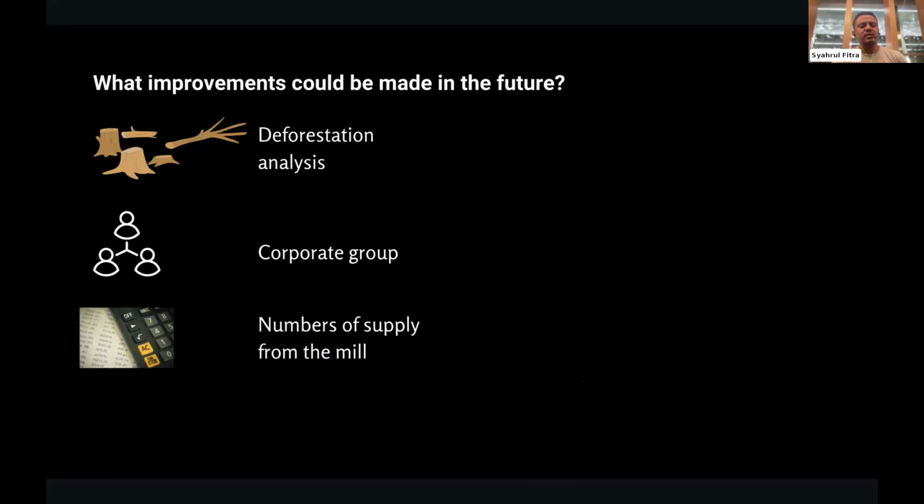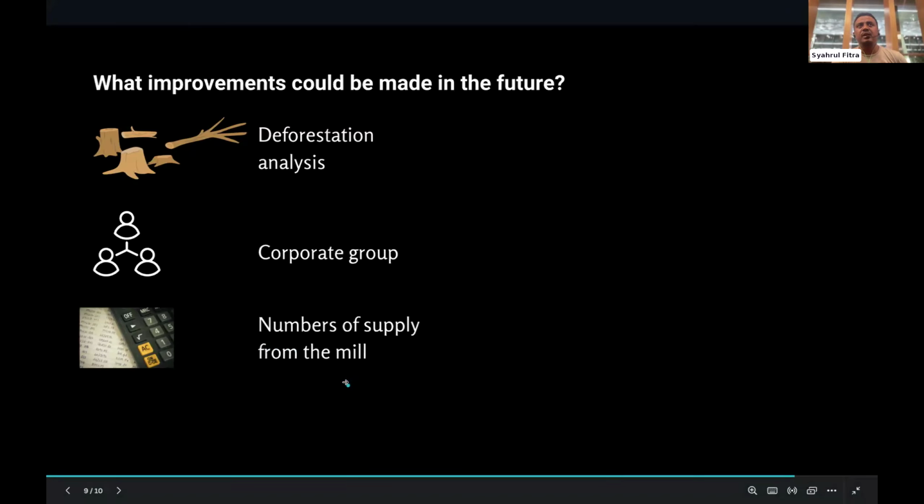As part of my notes, there are only three that I put here. First is about deforestation analysis. I think making an analysis of deforestation in palm oil is not as simple as looking at the radius from the mill, because sometimes it depends on some situations. And the corporate group is sometimes a bit complicated.